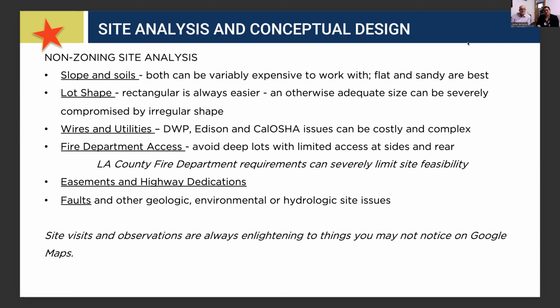Wires and utilities, so DWP, SoCal Edison, Cal OSHA, that can be super costly. If there happen to be power poles, or power lines crossing over, or anything even underground happening, that's something to consider.